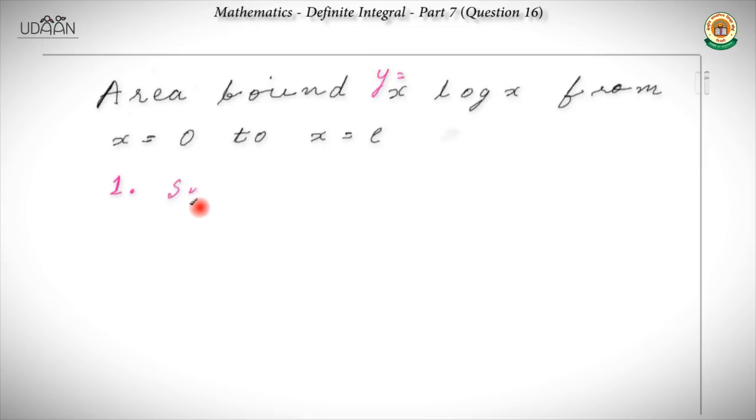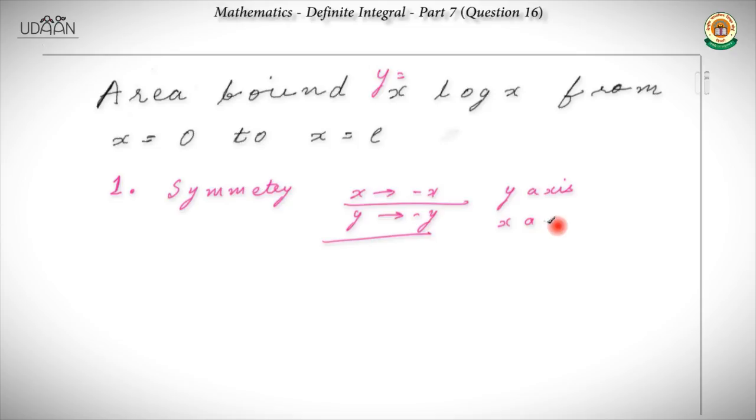First we test for symmetry. We check by replacing x by minus x or y by minus y. If the graph remains unchanged, then we can establish symmetry, in this case about the y-axis, in this case about the x-axis. If this is satisfied, we can plot the graph in just one quadrant or probably two quadrants, and establish the symmetry. It will make our job easier.